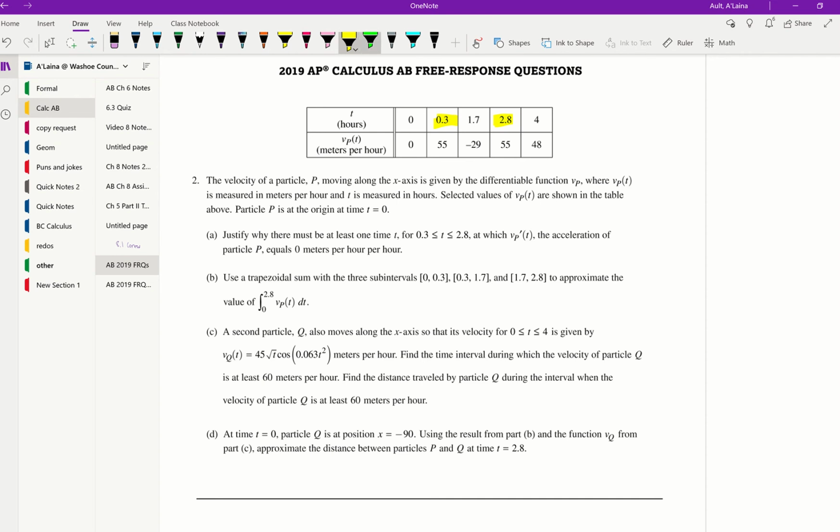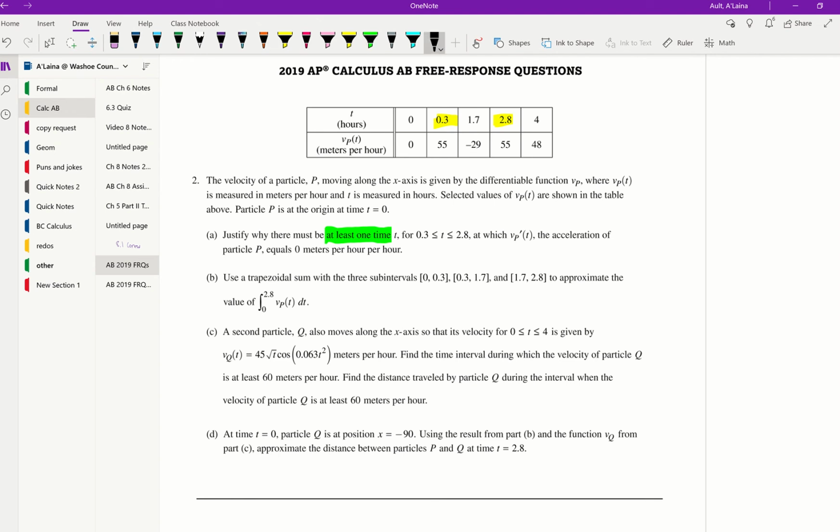When you start talking about "at least one time," those are probably going to be one of your theorems: MVT, IVT, EVT. Those are ones you should be thinking about with this problem. And remember, there's also a special instance of the MVT with Rolle's that we could look at. In fact, that could be useful right here.